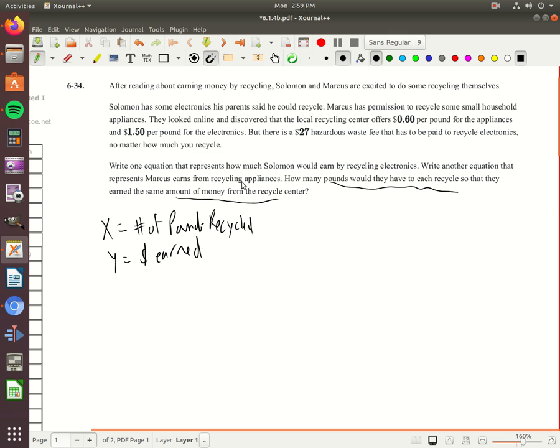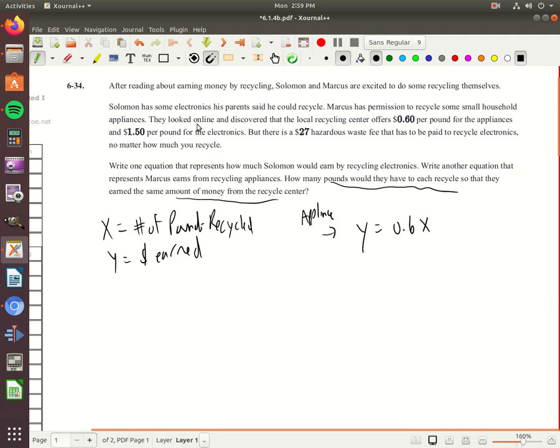How much money is he going to get for his appliances? The money is going to equal 0.6 times pounds, right? I'm going to take how many pounds he recycles and multiply it by 0.6. That's how much money he's going to get for appliances. So this is kind of the appliance equation.